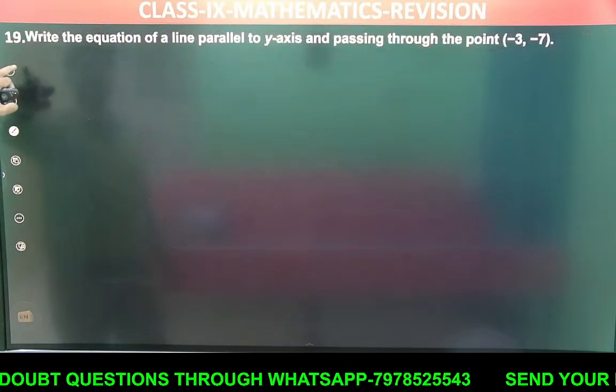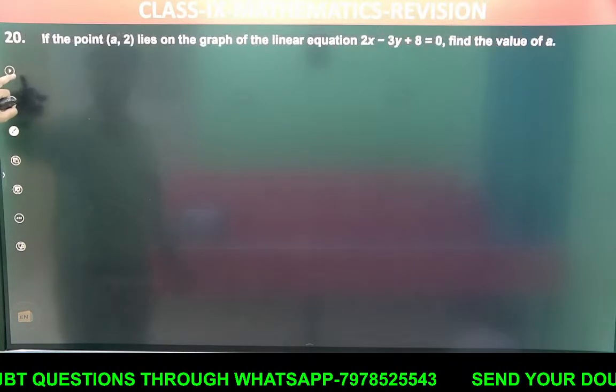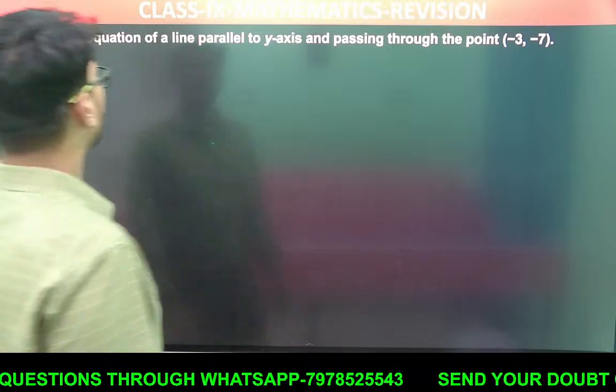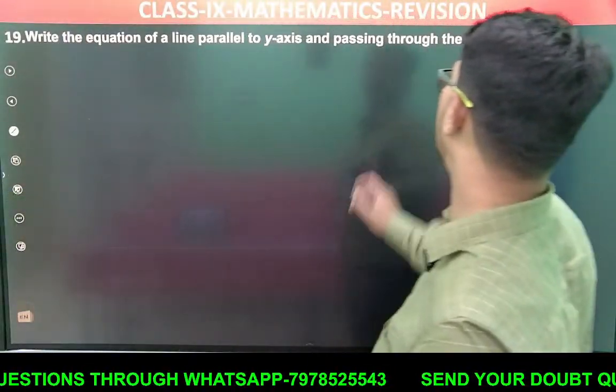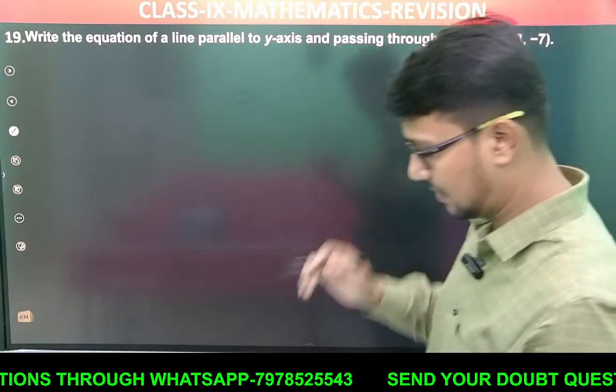Next question. No, not a similar question. Write the equation of a line parallel to the y-axis and passing through the point (-3, -7).